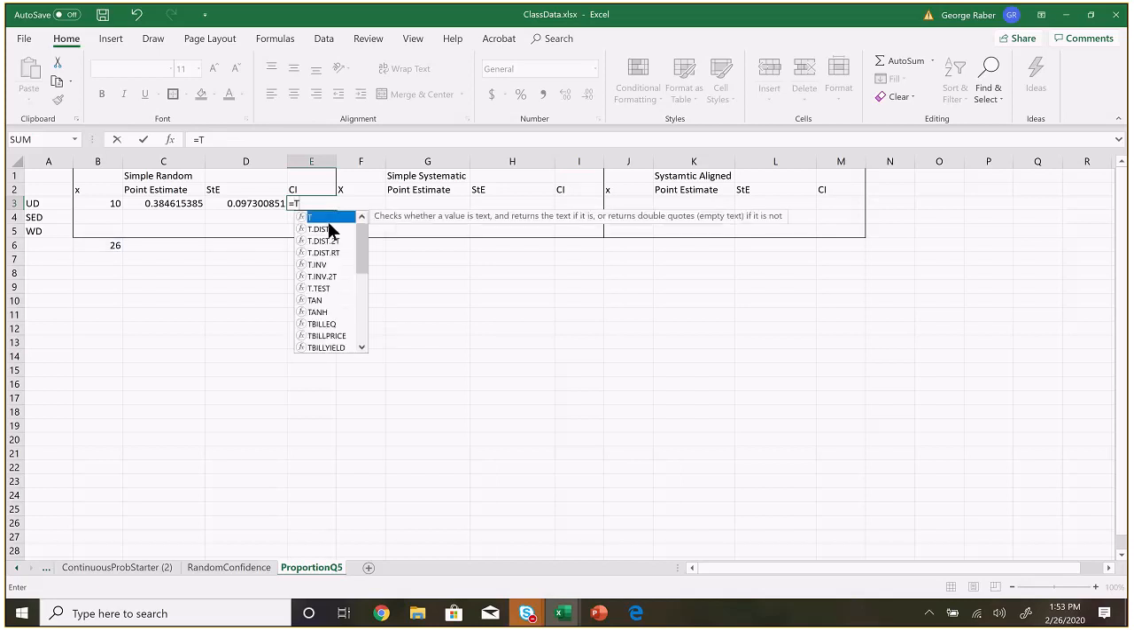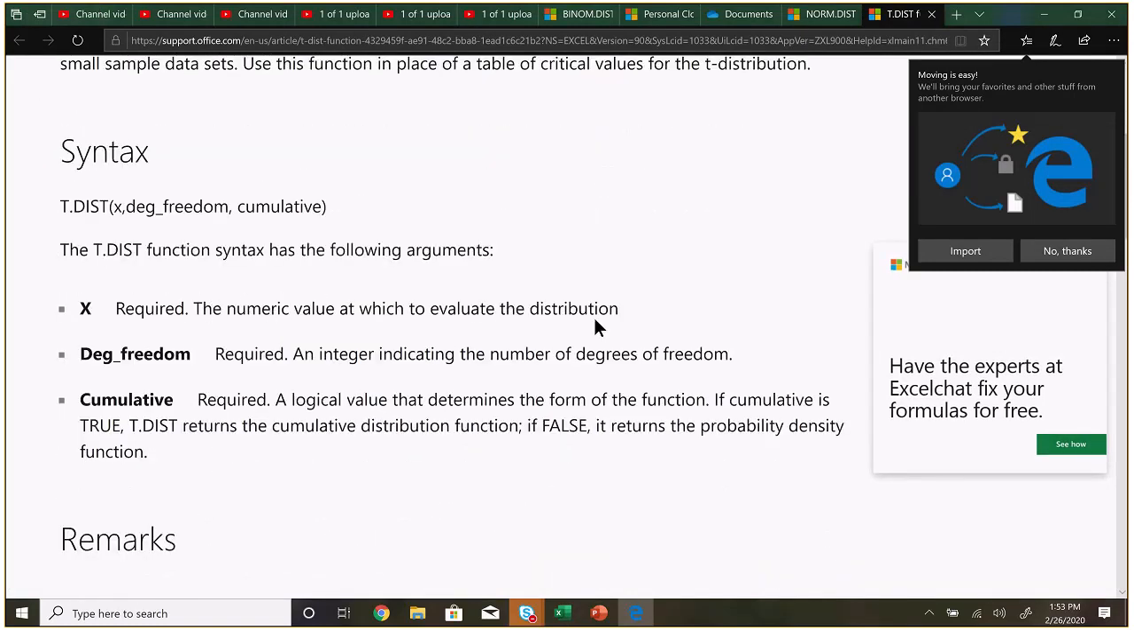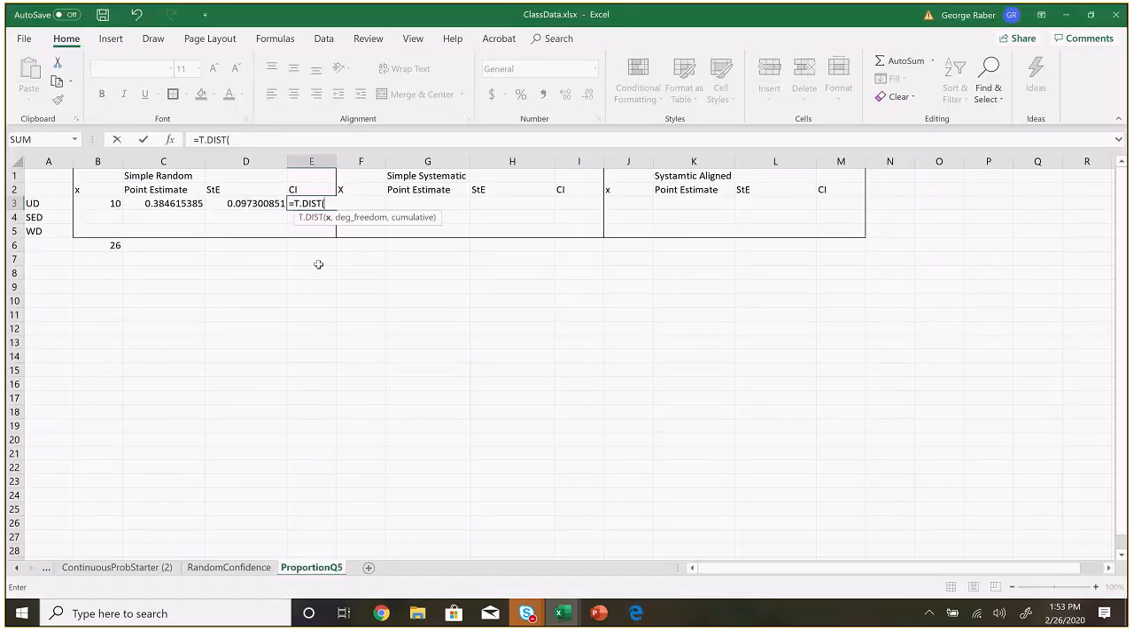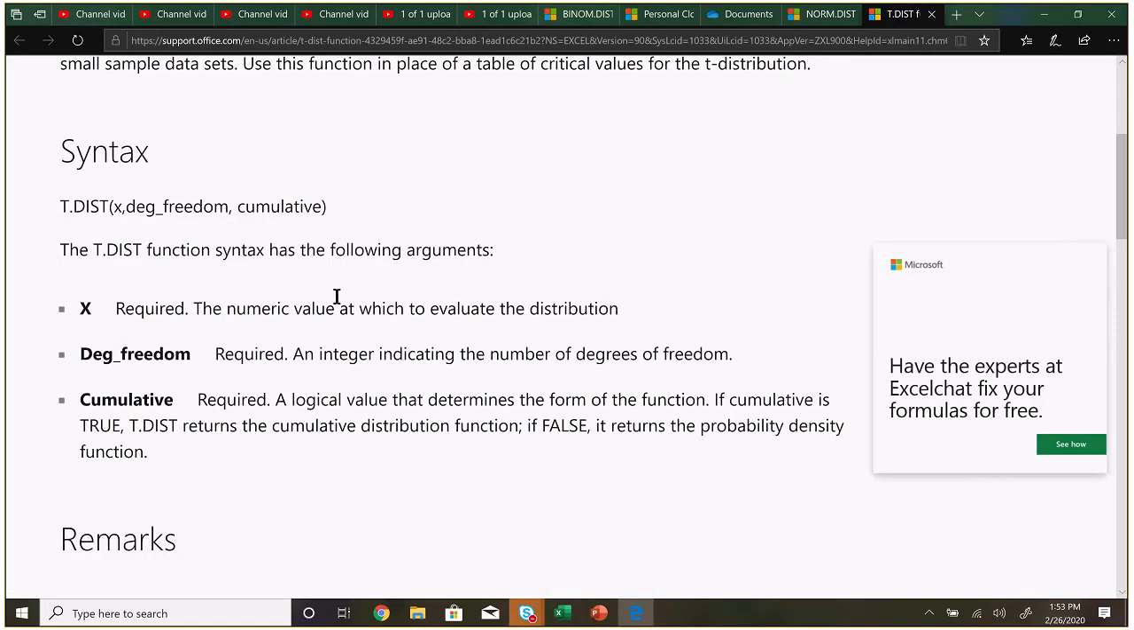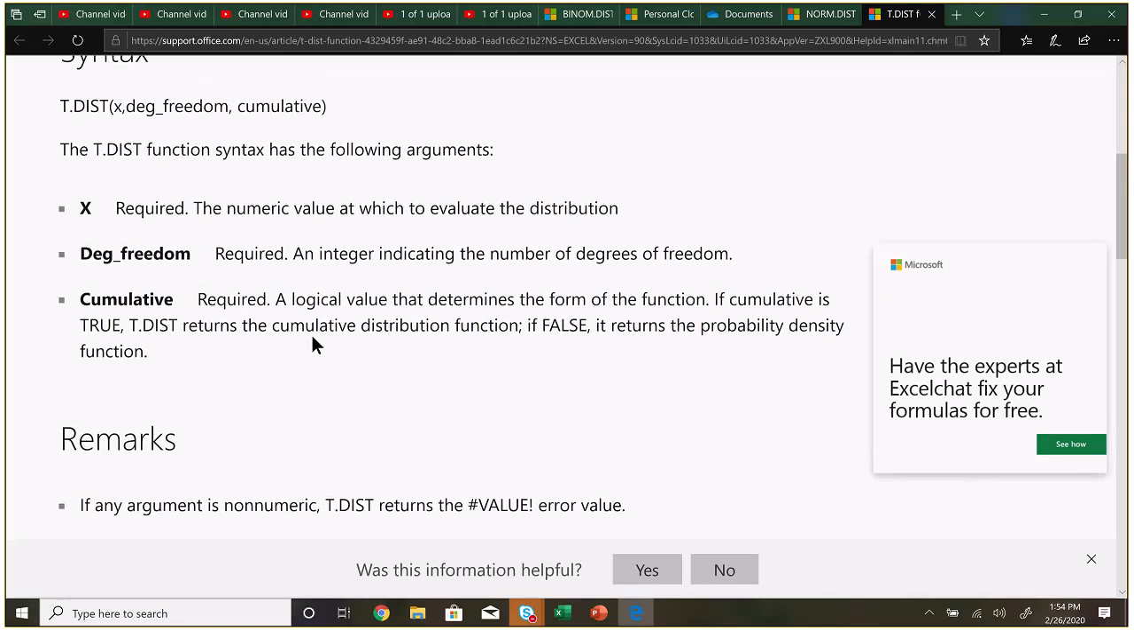If we go to the t distribution, the x value, here we can hit the help too. So it's the numeric value at which to evaluate the distribution. This is going to give us the area under the curve.